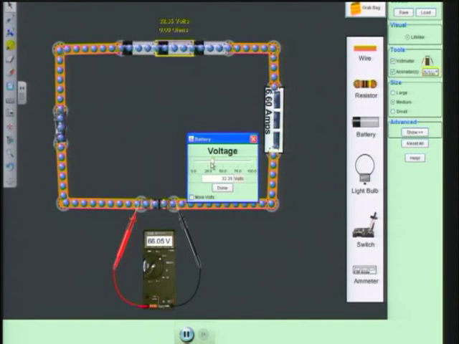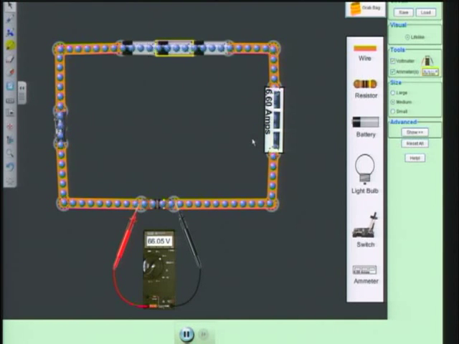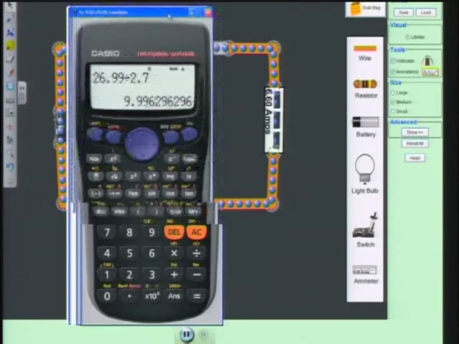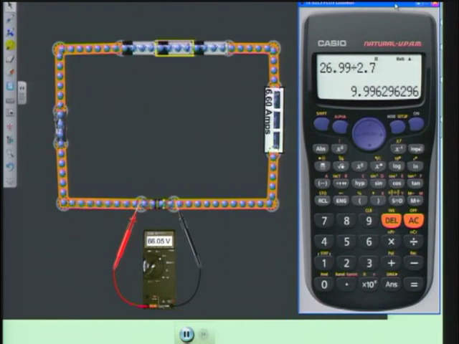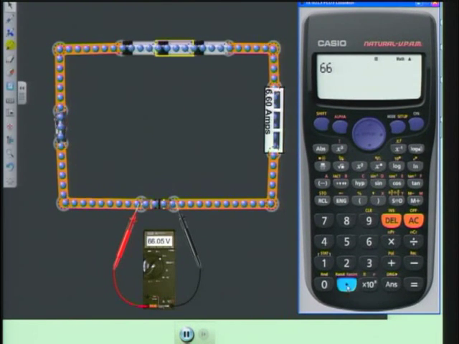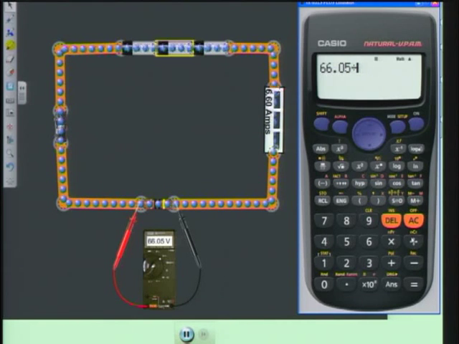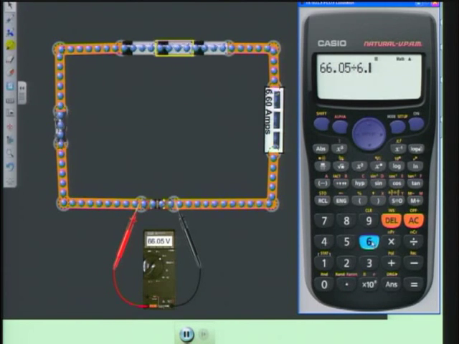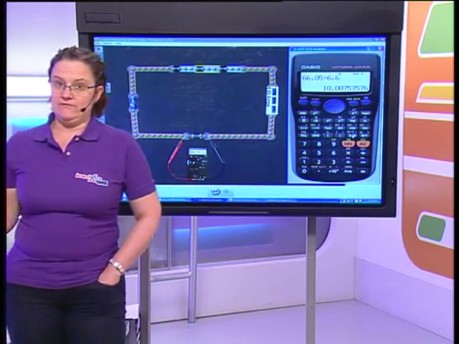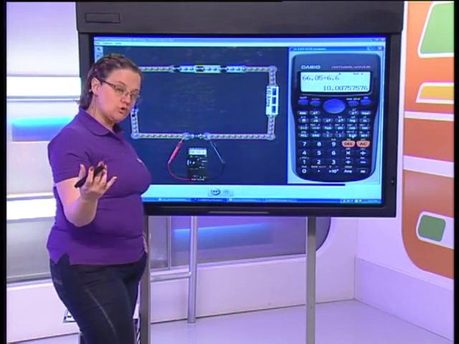There we go. So we've got 6.60 and 66.05. Now, if I go back to my calculator, because I actually do want to show you this. So let's put it over here, and we're going to go voltage, which is 66.05, divide by 6.6, gives me 10.007.